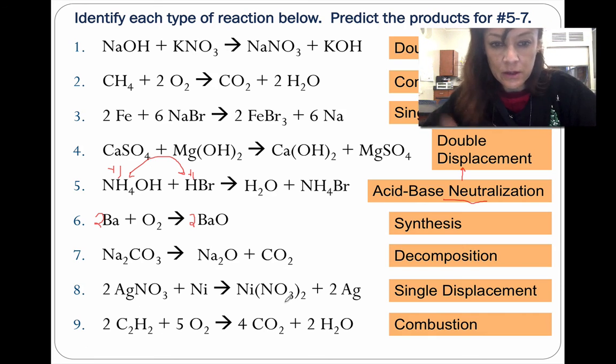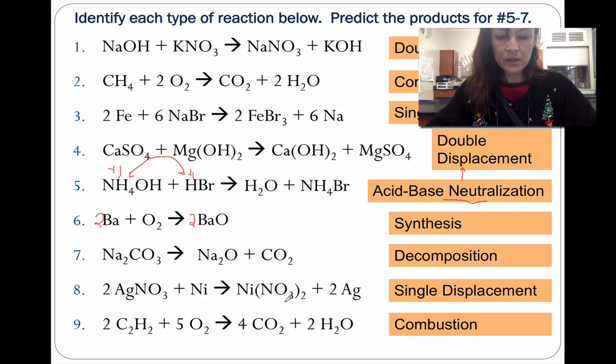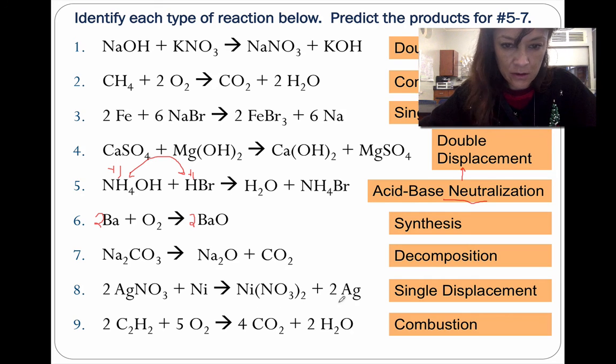Number 8, oh, did they just pop up all of a sudden? I didn't notice, I'm sorry. All right, so there you go. These guys look like they're already balanced out. Make sure you know how to do this.